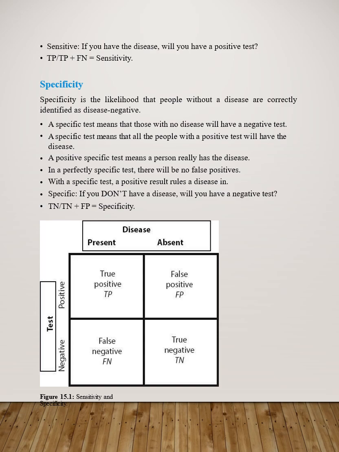Sensitivity is if you have the disease, you have a positive test. So there is a formula here. Sensitivity is equal to TP over TP plus FN. So basically, true positive over true positive plus false negative.